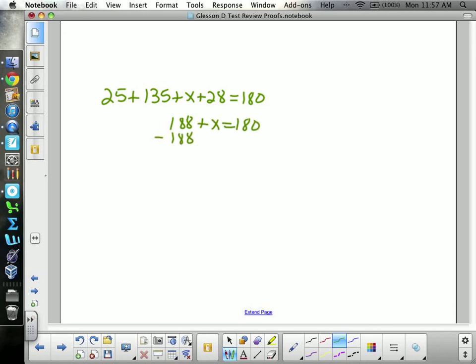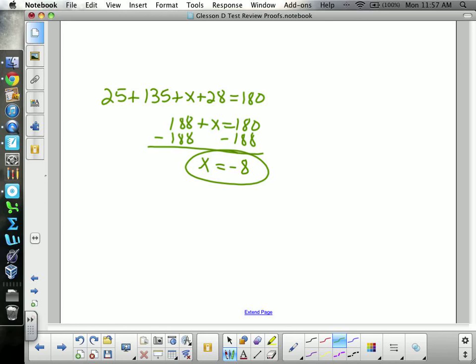I subtract the 188, and this is what kind of messes with people's minds a little bit. They go, wait a minute, I can't have negative angles. You're not getting negative angles. You're getting a negative x. You're getting a negative number for x, but that's not the measure of the angle. Negative 8 plus 28 is just 20, right? So the angle's still positive. So we're okay. We can do that.